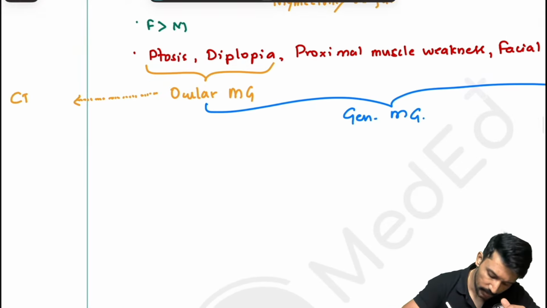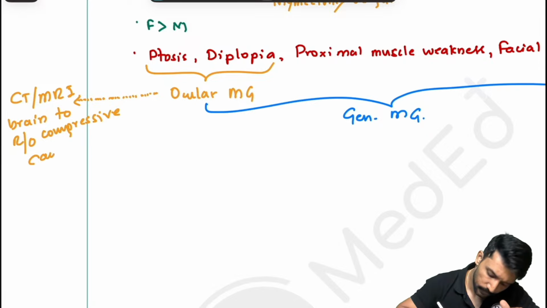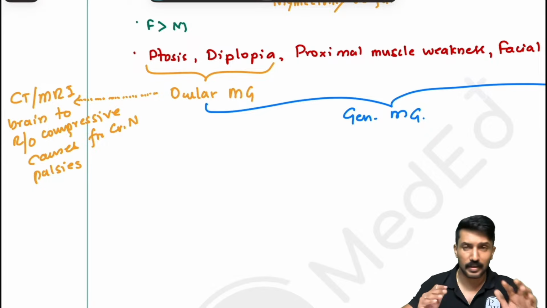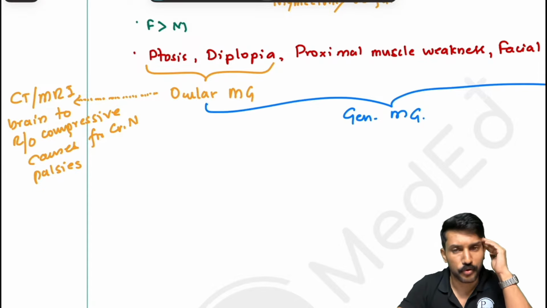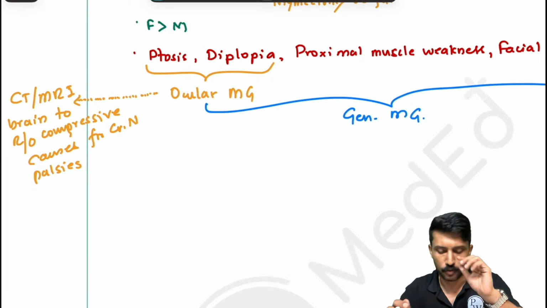Right? So it needs CT or MRI brain to rule out compressive causes for cranial nerve palsies. If it is generalized myasthenia gravis, I won't be thinking about tumors. It's a very classical story, so we'll follow that.